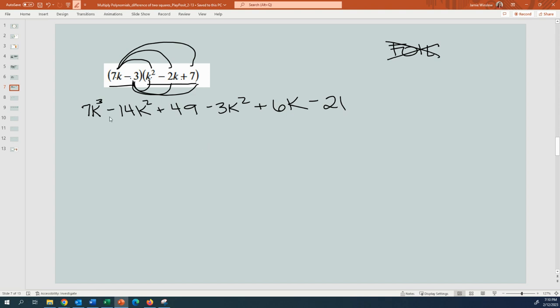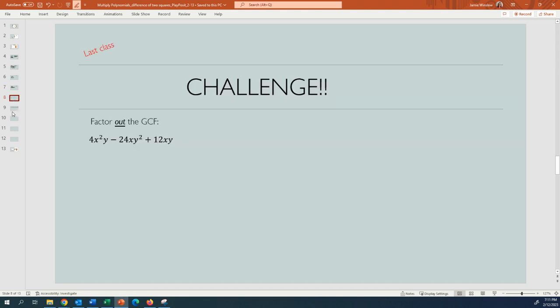Okay. Now we can combine like terms. So we have that term in the front. Here's some squared terms. Negative 14 minus 3 is negative 17. Then we have our k term. I'm going in order, in descending order. And then we have our constant: positive 49 minus 21. And you can always grab your calculator if you need to. And that is 28. And you're done. We expanded out these polynomials.